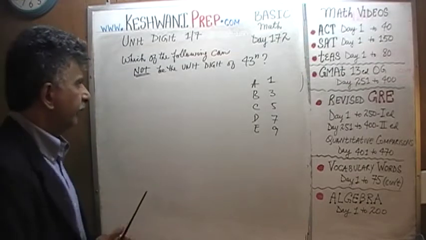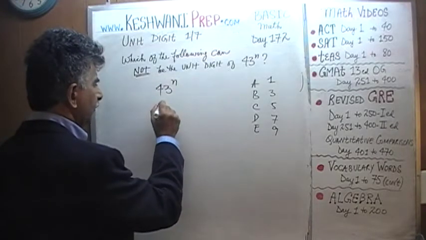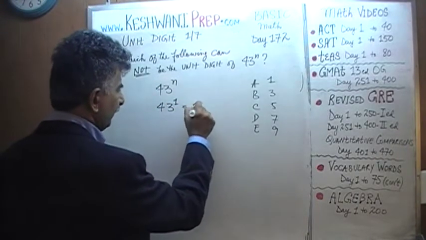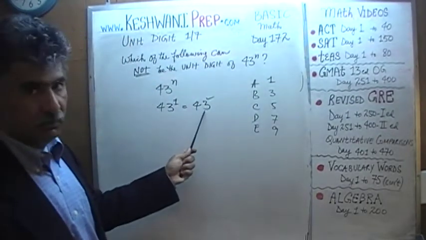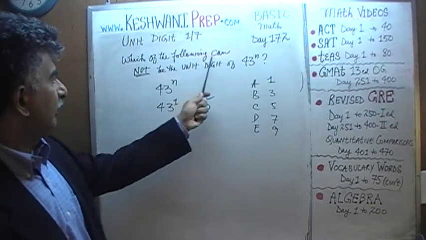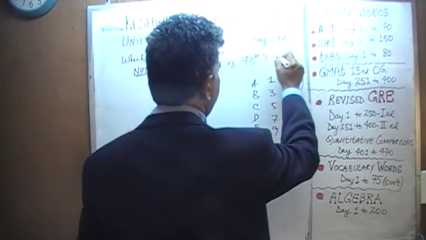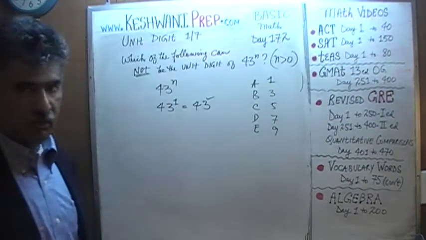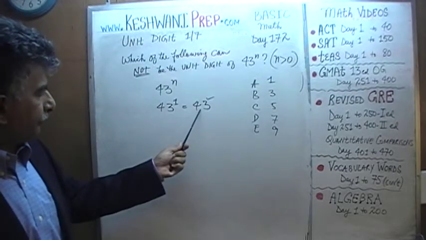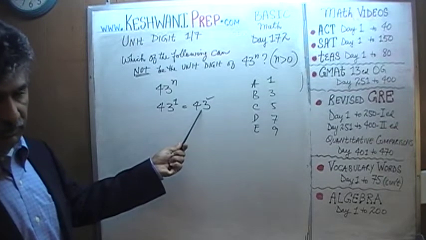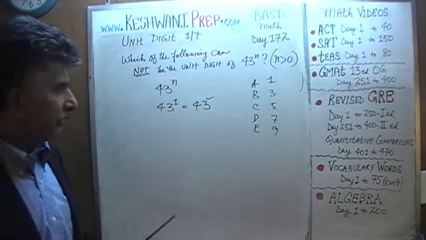Well, let's see what we have. 43 raised to n. Well, 43 raised to 1 is simply 43. 43 ends in a 3. So that means 43 raised to 1 has a unit digit of 3. The question is, which of the following cannot be the unit digit of 43 raised to some power? N is positive. I forgot to mention that. The negative exponents are ruled out. So 3 is possible. It is possible for the unit digit to be 3 if the power happens to be 1.